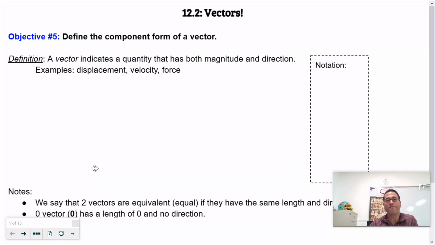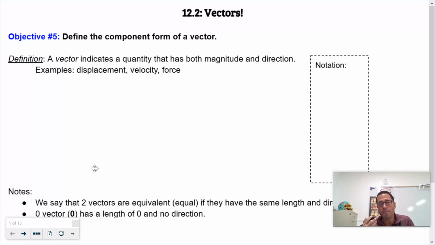We're in section 12.2, and we're dealing with vectors today. We did some of this stuff in BC, but we get into it even a little bit more now. First objective, we define the component form of a vector. We kind of have it like a component in a standard form, okay?